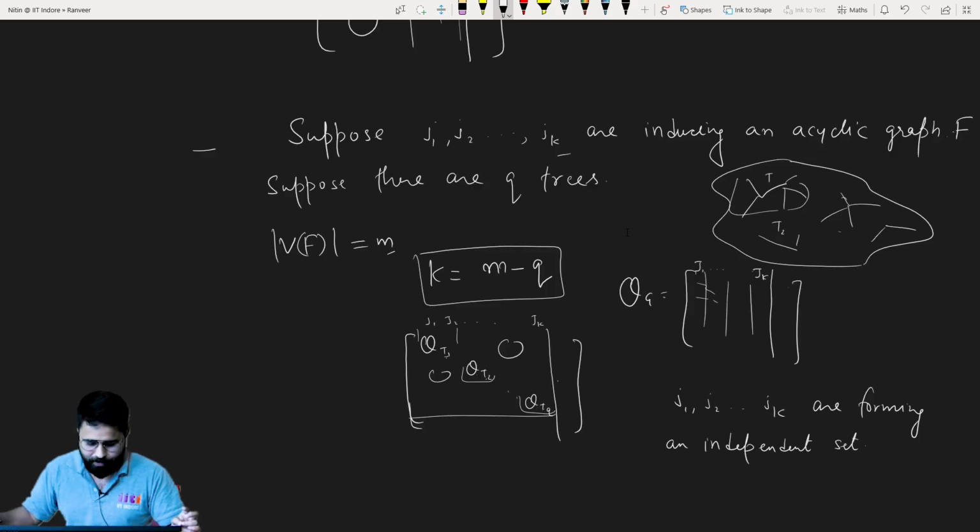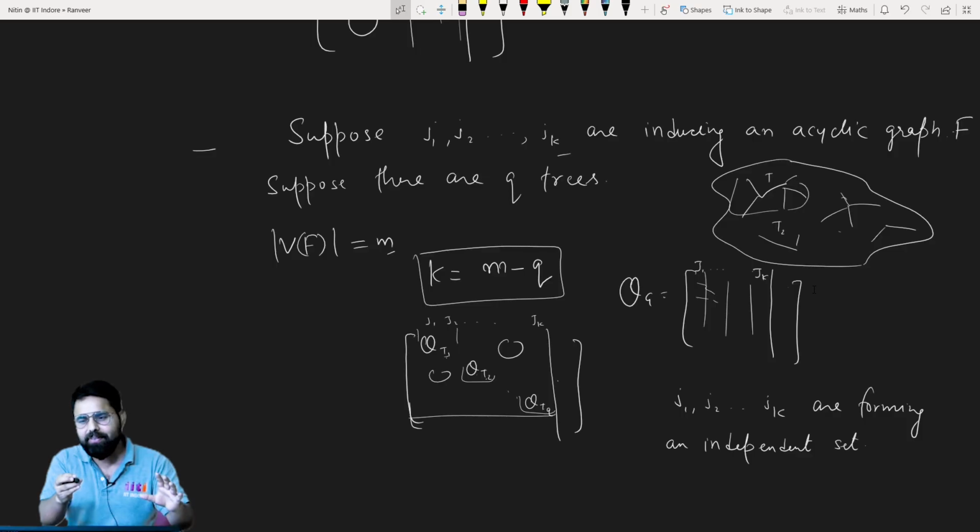Okay, so I hope you got the answer. So now let me define another interesting matrix, and it will help us characterize a graph into whether this graph is a bipartite graph or a non-bipartite graph. Okay, so let me first define this matrix.